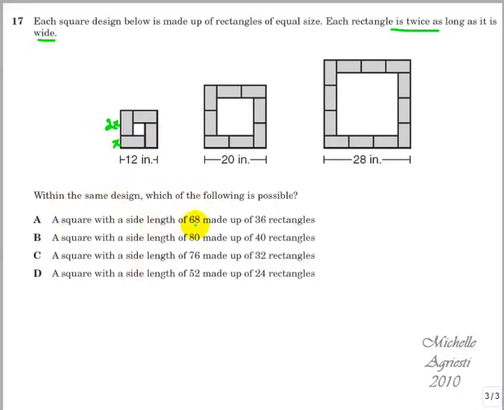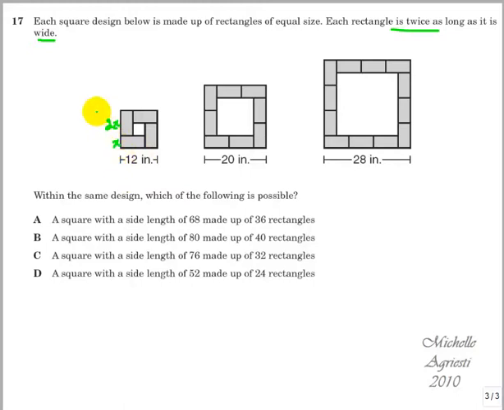A square with side length 68 made up of 36 rectangles, side length 80 made out of 40, side length 76 made out of 32, or side length 52 made out of 24. I want to know how wide each rectangle is and how long they are.